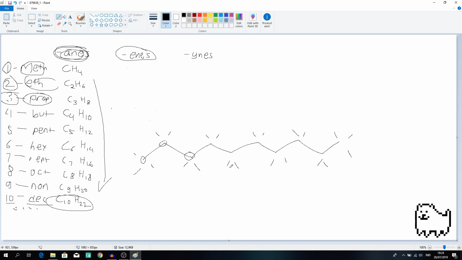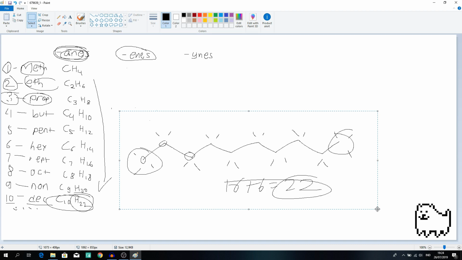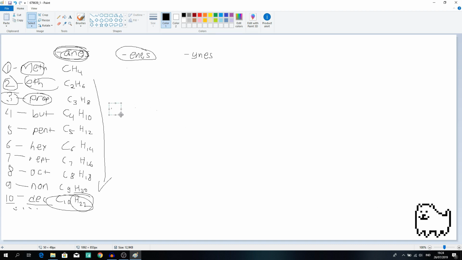So how should we count this efficiently? 1, 2, 3, 4, 5, 6, 7, 8. 8 times 2 is 16. 16 plus 6 is 22. See? Yeah, that's right. So that's a nice pattern to keep in mind.